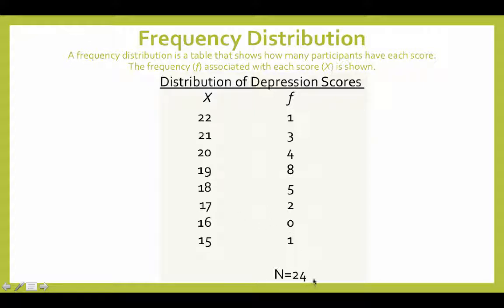Your N here is your total number. If you took all of these F's and added them up, you would get this N, which is 24.